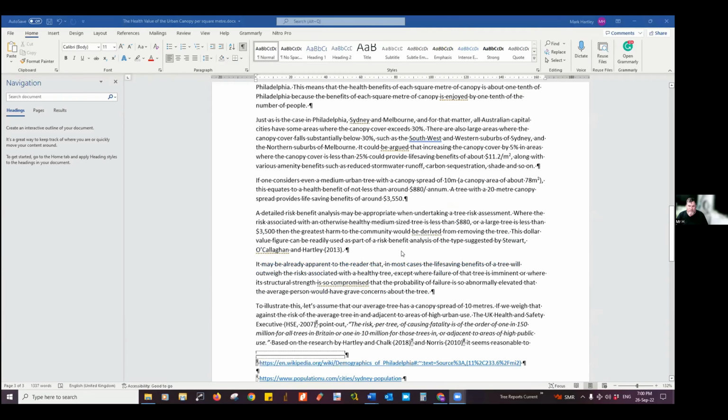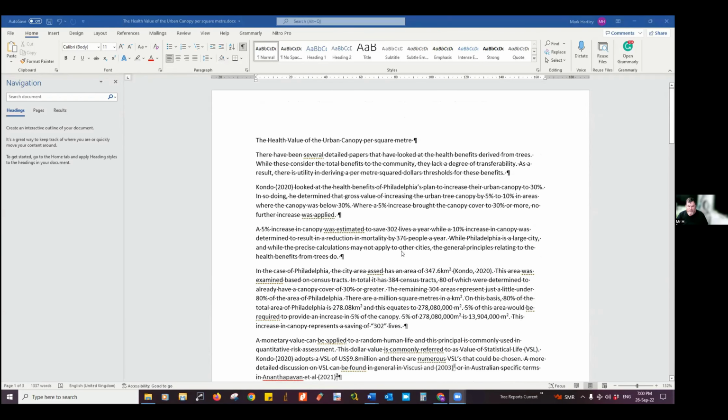And so the whole thing comes from a paper by Kondo looking at the health benefits of trees in Philadelphia. And he does a really interesting job, and he presents it in a manner that, as a risk person, I could understand. He says increasing the canopy by 5% will give life-saving benefits, and he gives us some numbers. So a 5% increase in canopy would give 302 lives saved, while a 10% increase would save 376 people in a year. So the greater benefits come early, and that's from increasing those areas that are most denuded.